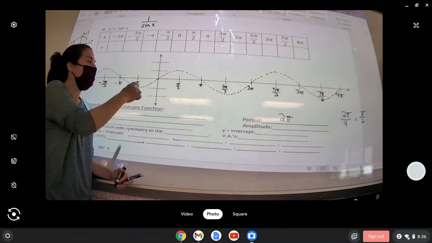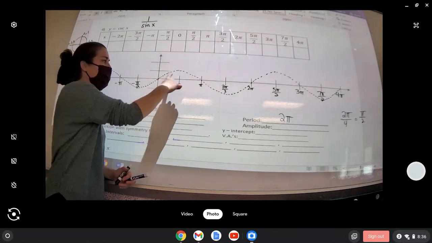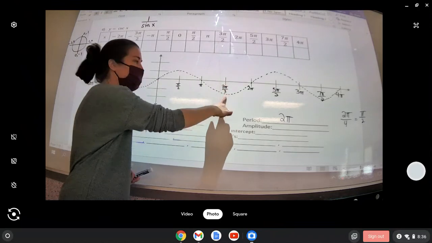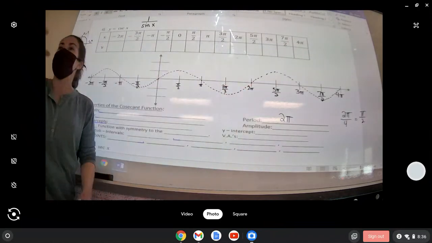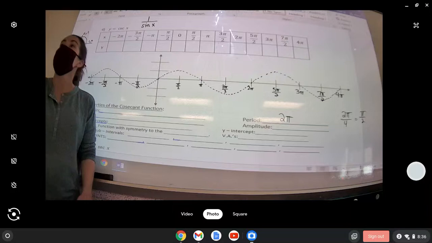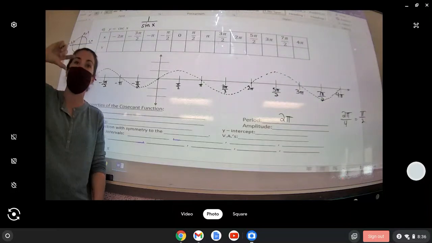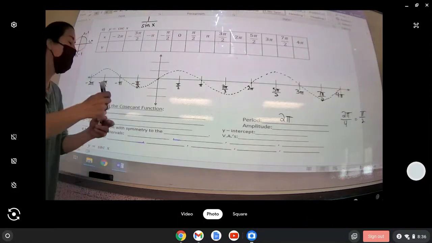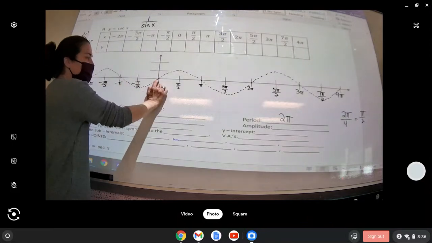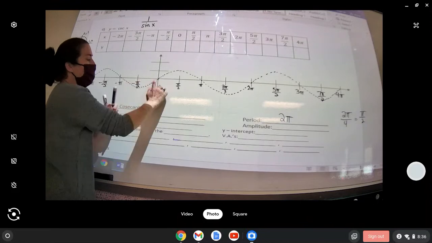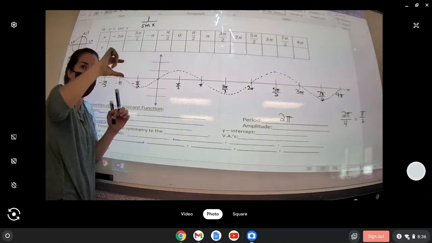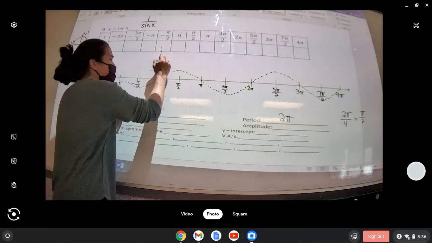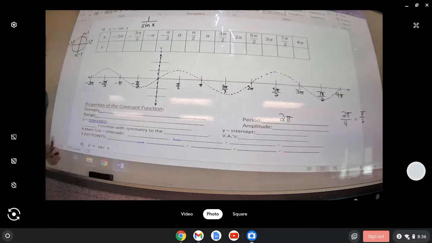All right, let me try and use a different color. So what happens is, at every ordered pair we have, this is 0, 0. This is pi over 2, 1. This is pi, 0. This is 3 pi over 2, negative 1. This is 2 pi, 0. At every input, at every angle, the y-coordinate gets reciprocated because the ratio is going to be the reciprocal of sine. So guys, if you're at 0, 0, if you reciprocate the y-coordinate, which is 0, the reciprocal of 0 is undefined. So now it creates a vertical asymptote at 0.